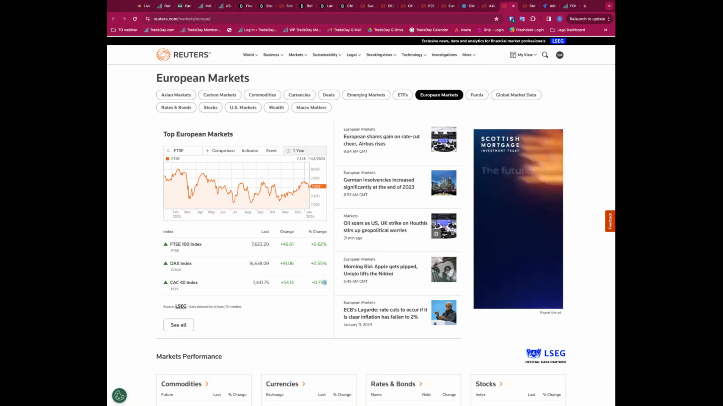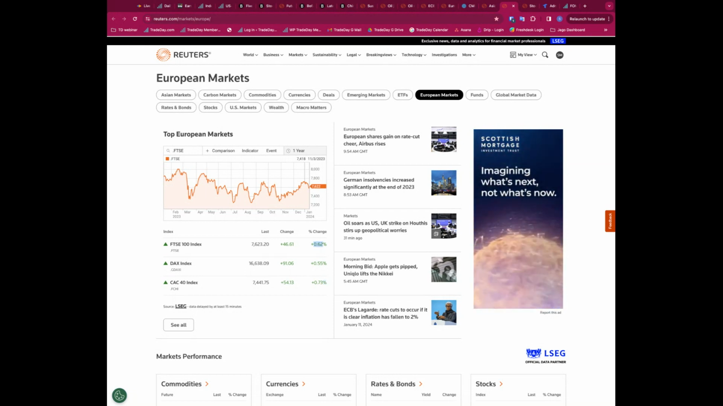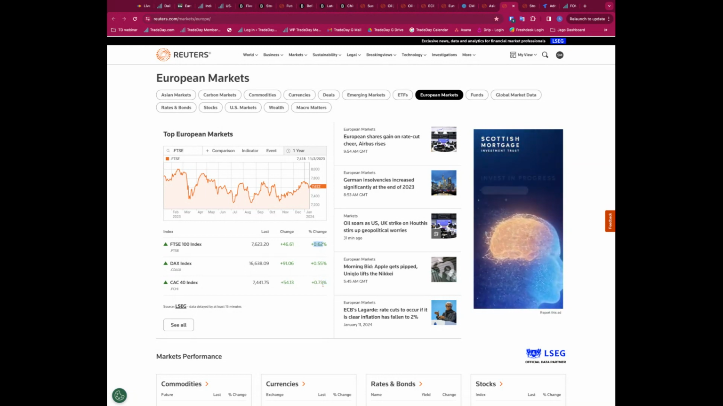Often Europe is just playing catch up with whatever the US has done, but yesterday the US was choppy, remember, and didn't really go anywhere by the end of the day. But European bourses are higher this morning. The UK FTSE 100 is up 0.6%, the German DAX up over 0.5%, and the French CAC nearly 0.75%, on the back of rate cut hopes after the comments from ECB President Christine Lagarde.